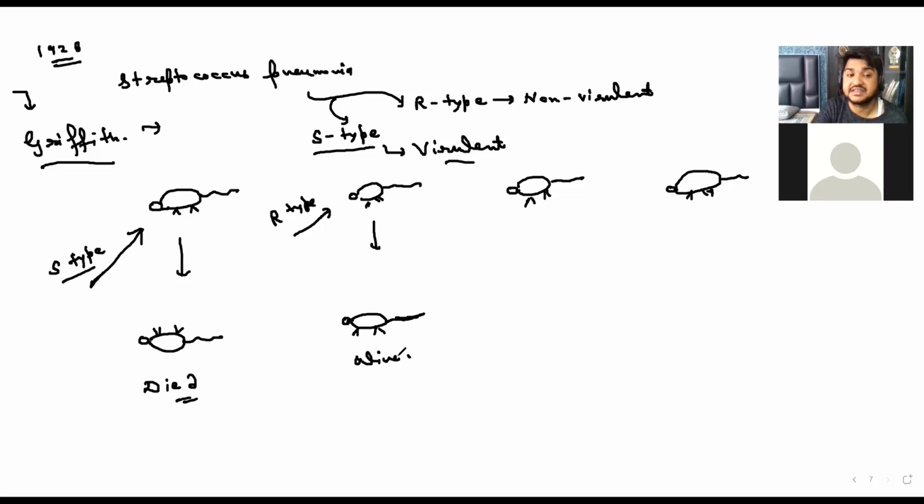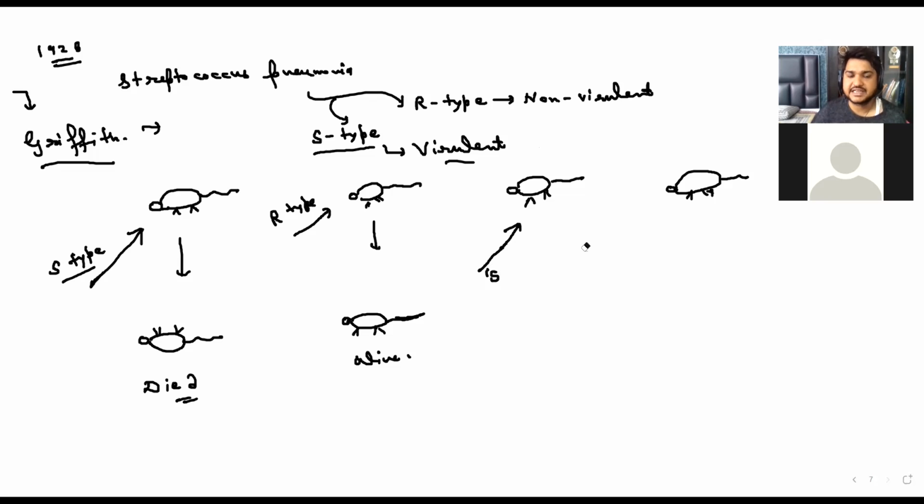Now I have heated the S type. You can say heat killed. If you heat something, most of the bacteria die, like pasteurization of milk. Same thing we are doing, giving heat to the S type, so all the bacteria will die. Now I have given the injection to this third mouse. This is known as heat killed.